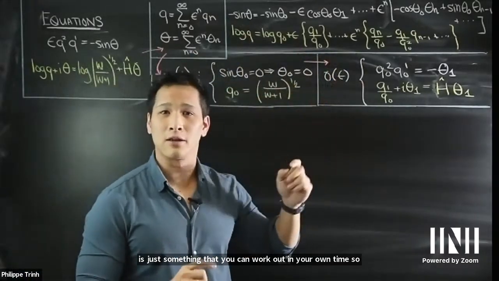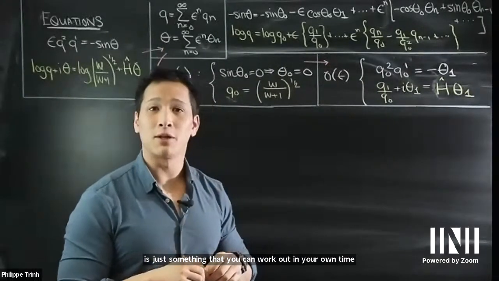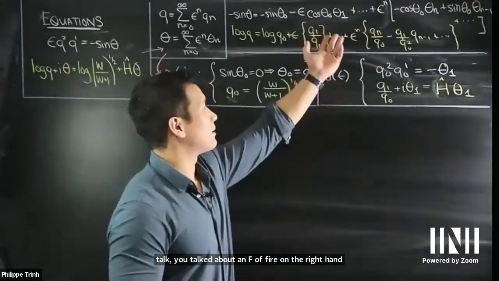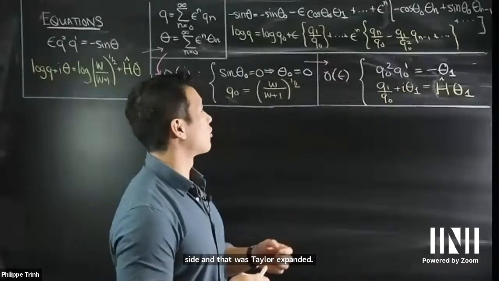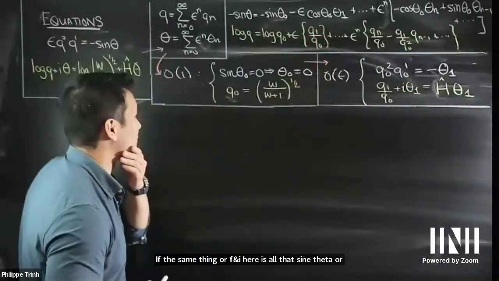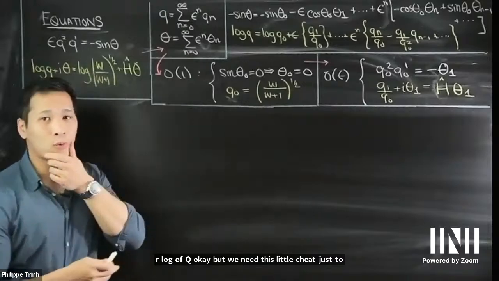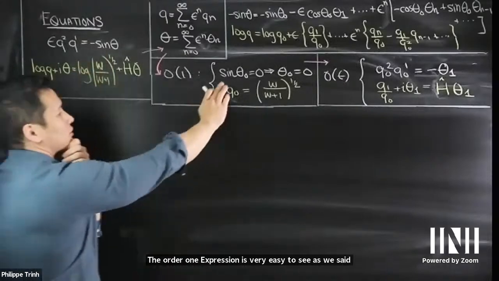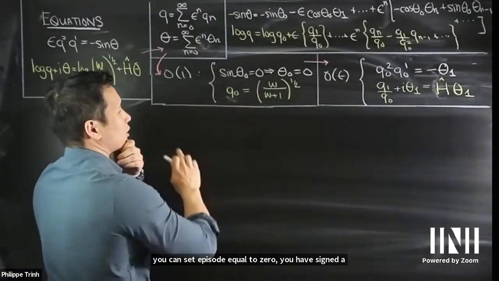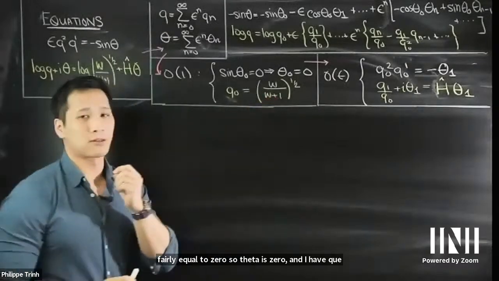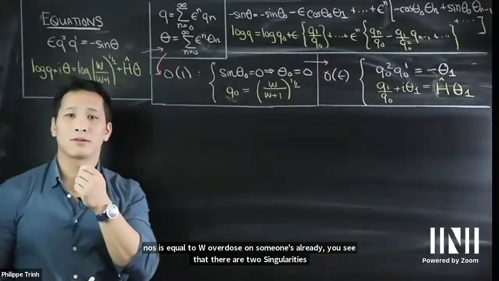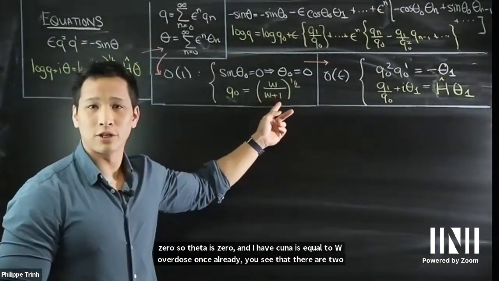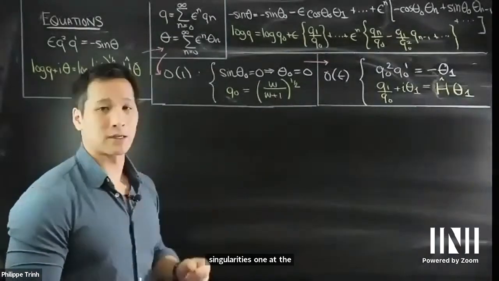So if you remember yesterday, when Chapman did his talk, he talked about an f of phi on the right-hand side, and that was Taylor expanded. It's the same thing. Our f of phi here is either sine theta or log of Q. Okay, but we need this little cheat just to help us along a little bit. The order 1 expression is very easy to see. As we said, you can set epsilon equal to 0. You have sine of theta equal to 0, so theta is 0. And I have Q naught is equal to W over W plus 1. So already you see that there are two singularities, one at the stagnation point at W equal to 0, and one at what previously corresponded to the corner of the stern at -1.